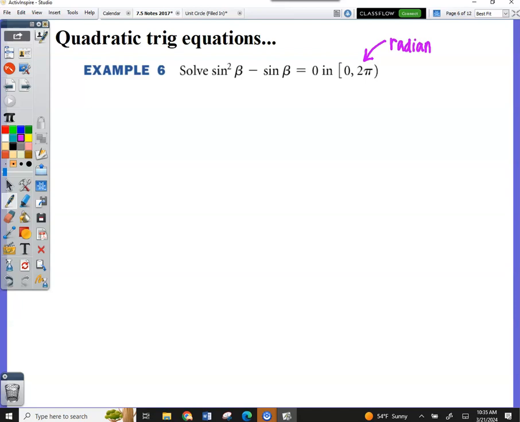When you first look at this, you probably think this is really complicated. So why don't we just let sine of beta be the letter y. Let's rewrite it in terms of just y. We'll draw an arrow. So this is sine squared beta. That would be what instead? y squared, minus sine beta, so that would say minus y, and then equals 0. Look at that.